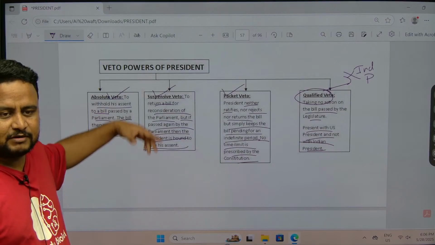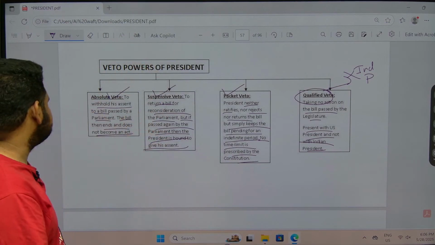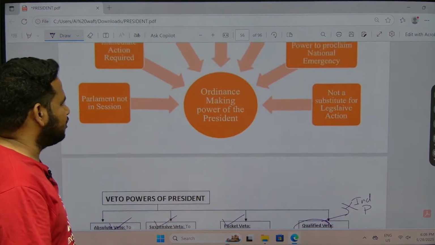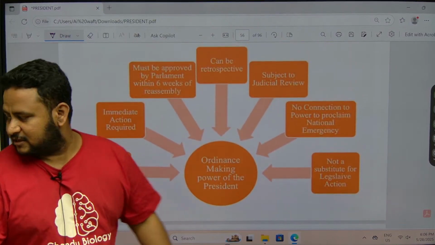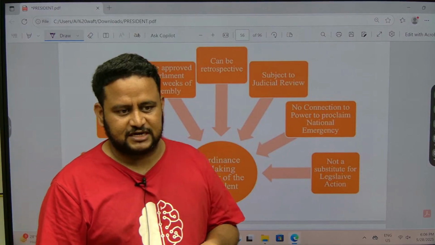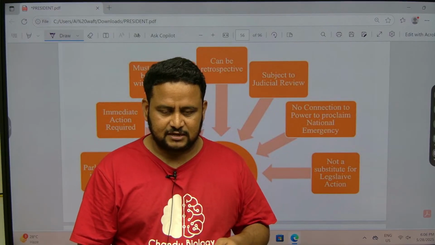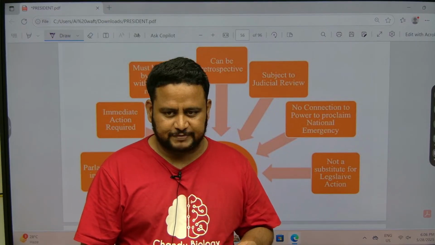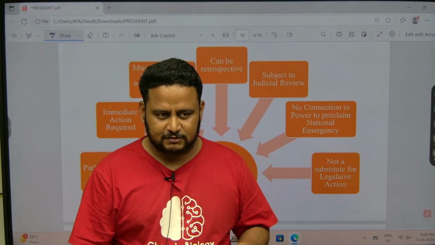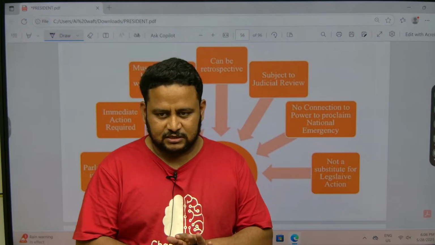Why did it come? Because we are talking about the legislative powers of the president. Another legislative power is the ordinance making power of the president. We will discuss the ordinance making power of the president in the next class, and also the pardoning power of the president and the financial powers of the president. Once this much is done, the president will be complete. Got it? President will be complete.